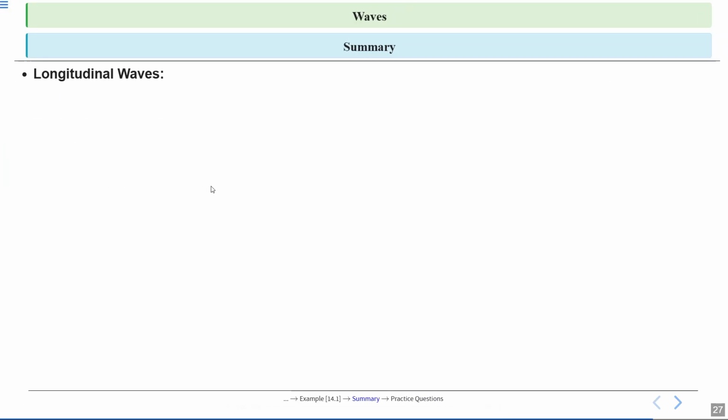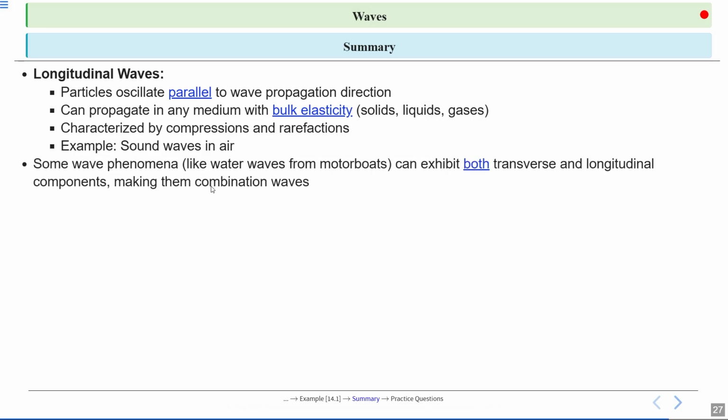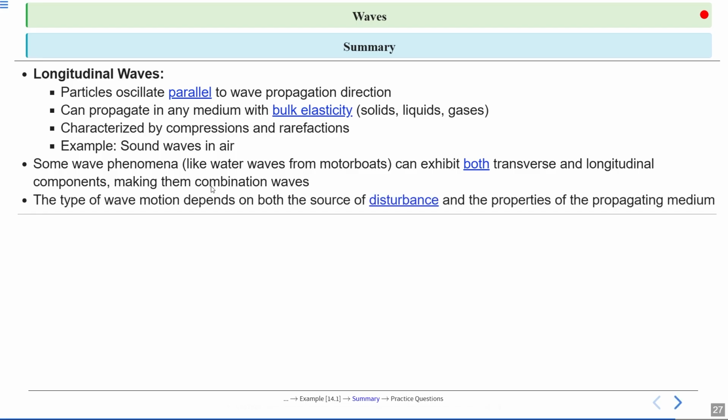Longitudinal waves: particles oscillate parallel to the wave propagation direction. They can propagate in any medium with bulk elasticity: solids, liquids, gases. They are characterized by compressions and rarefactions. Example, sound waves in air. Some wave phenomena, like water waves from motorboats, can exhibit both transverse and longitudinal components, making them combination waves. The type of wave motion depends on both the source of disturbance and the properties of the propagating medium.